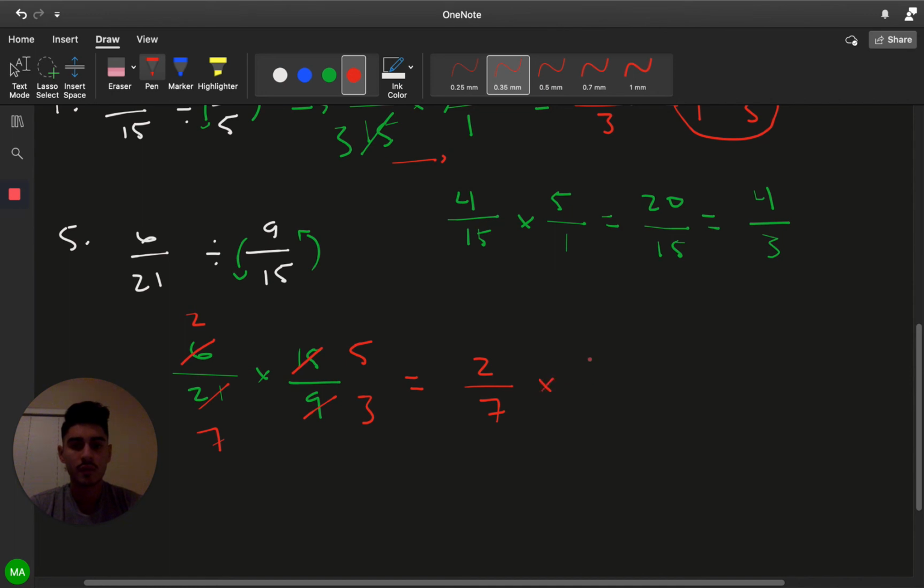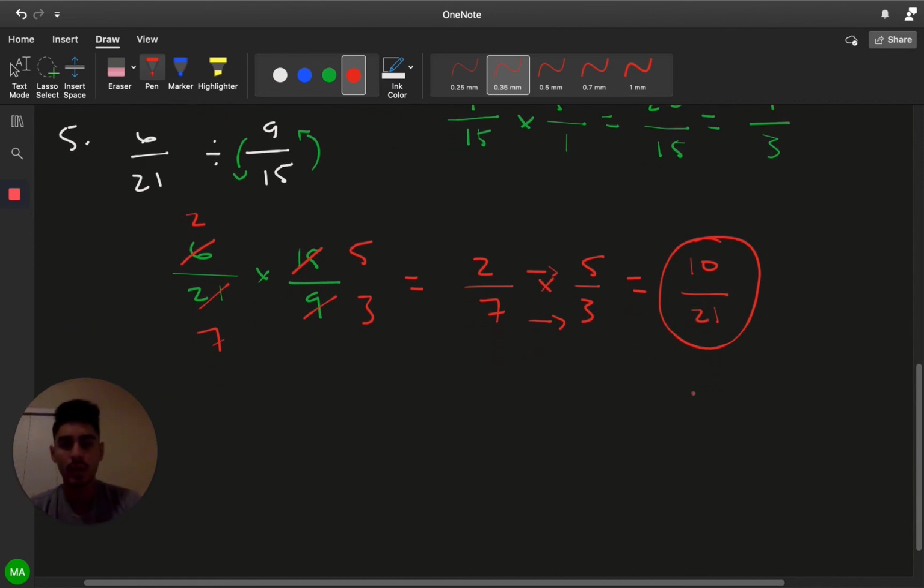times 5/3. Once we do that, we get 10/21. Go straight across, and we get 10/21. Can this be reduced? Unfortunately, it cannot. That would be our answer for that one. Because if you divide by 3, you can't do the 10, and if you do 2, you cannot divide 21 by 2.